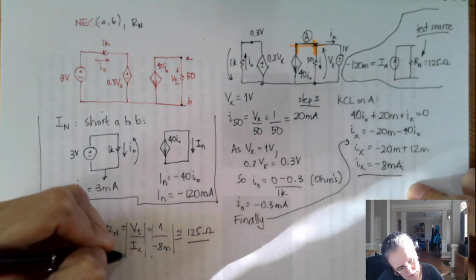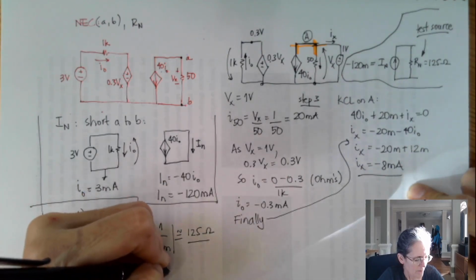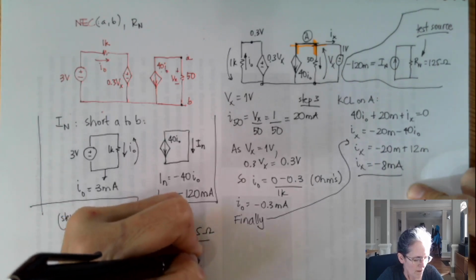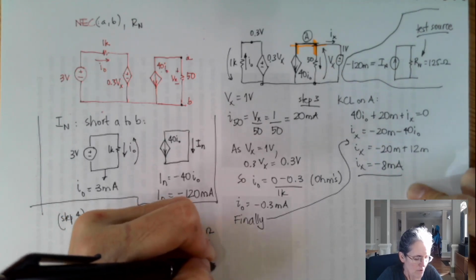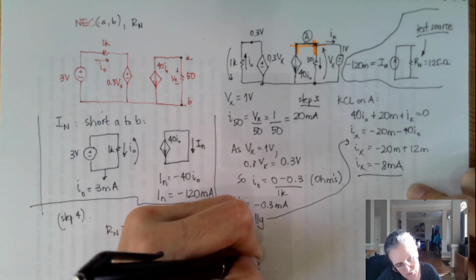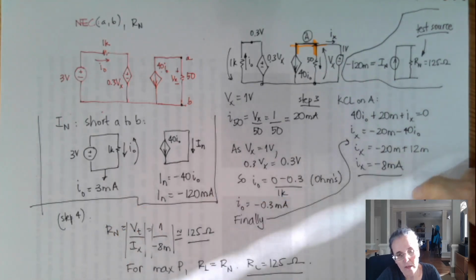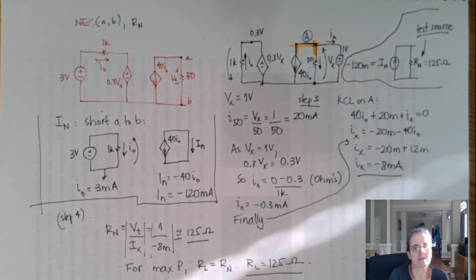And for the second part of that question, for max power transfer, we make the load resistance the same as the Norton resistance. Then the load would be 125 ohms. I hope that answers that question, question 2 on the handout.